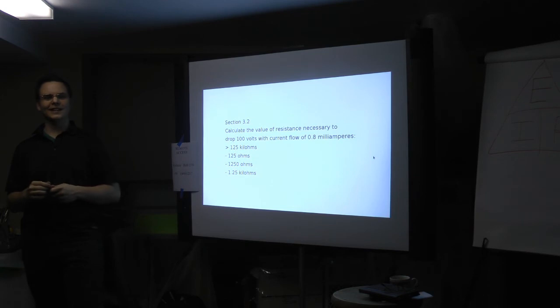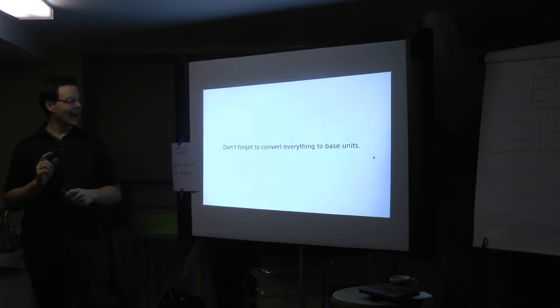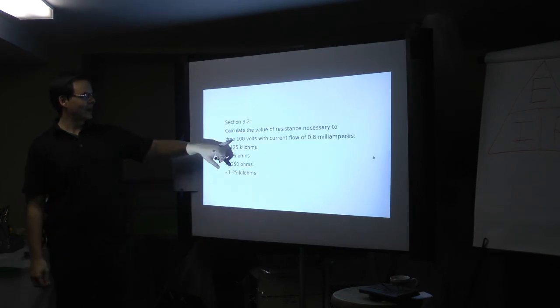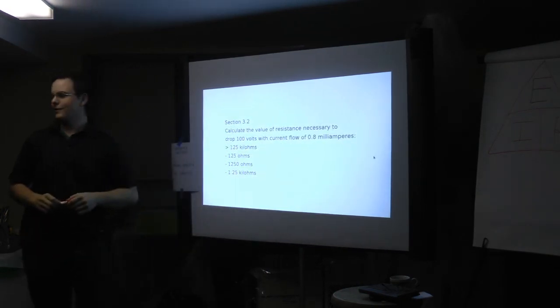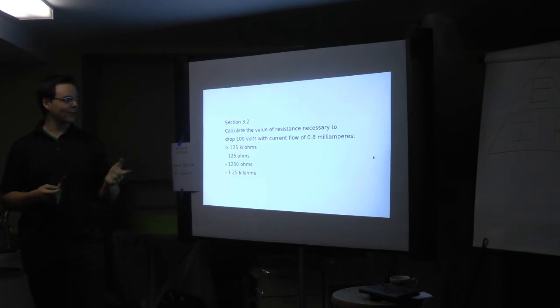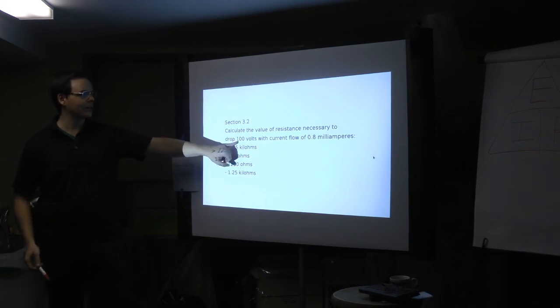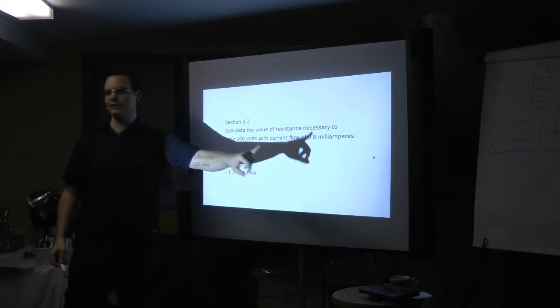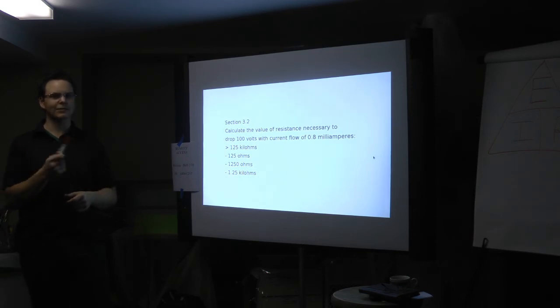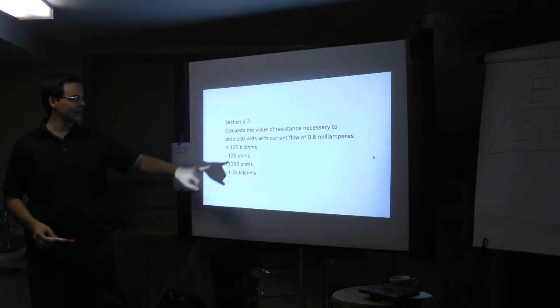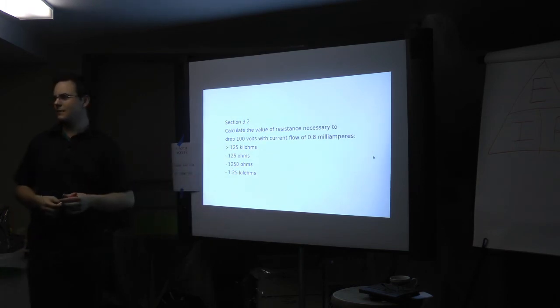So this is one of those funny things. Next slide. You have to work in base units. So if we go back, we have 100 volts, which is in base units, but we have 0.8 milliamps, right? So we have to convert that to amps before we do anything, right? And then once we convert it, we see that we end up with 100 divided by 0.0008, right? Which means we end up with a number that's 1,000 times bigger.